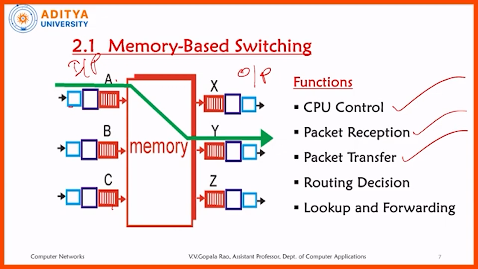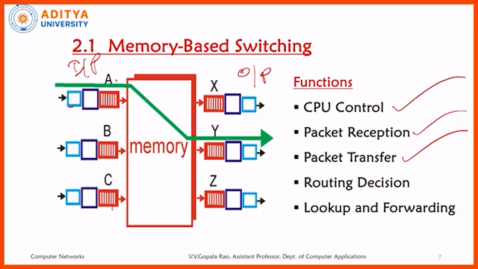So that is another important thing, that is called packet transfer. Packet transfer means the packet is there in the memory of the routing processor, and once the route is free, the router allows the packet from the memory to go to the other side. That means it is going to forward the packet. So that is why packet transfer is another important feature in memory based switching.